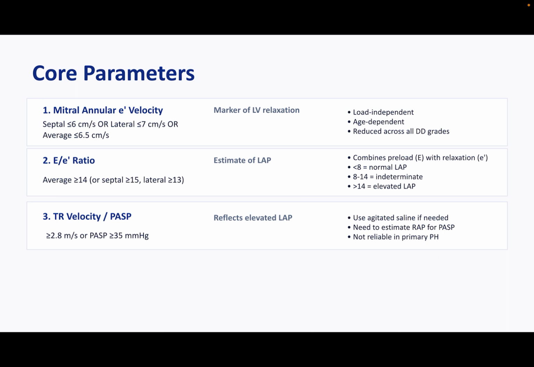Parameter 3, TR velocity or pulmonary arterial systolic pressure, reflects elevated left atrial pressure. TR greater than 2.8 or pulmonary arterial systolic pressure greater than 35 is equal to elevated. Use agitated saline if the TR signal is incomplete. Estimate right atrial pressure for accurate PASP. Not reliable if primary pulmonary hypertension, group 1, is present. This is a key teaching point.